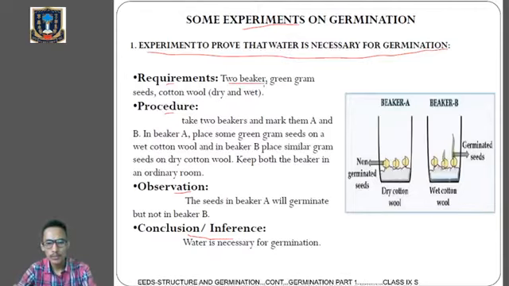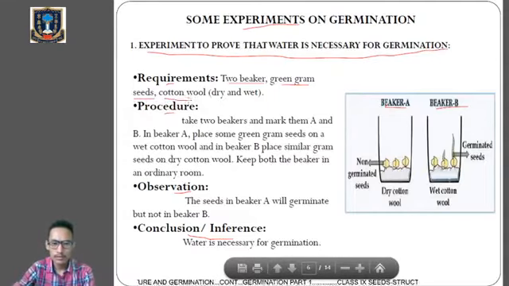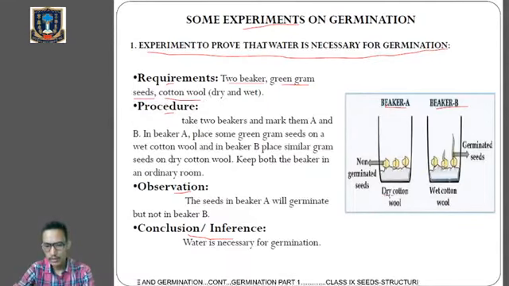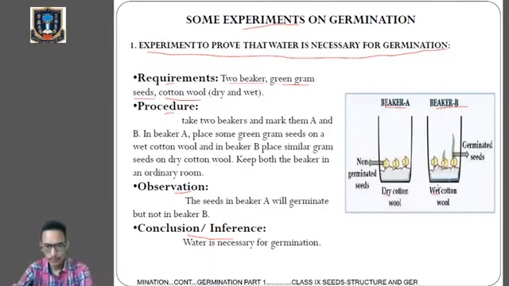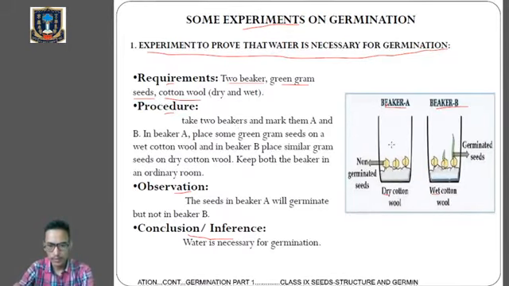We require two beakers. You can see over here, beaker A and beaker B. And we need gram seeds. Okay, green gram seeds, or any other seeds you can take. Then cotton wool. One must be dry and one must be wet cotton wool. Clear? So one dry cotton wool and one wet cotton wool. Now procedure. So take two beakers. You can see over here, we are taking two beakers, and we'll mark them as beaker A and beaker B.